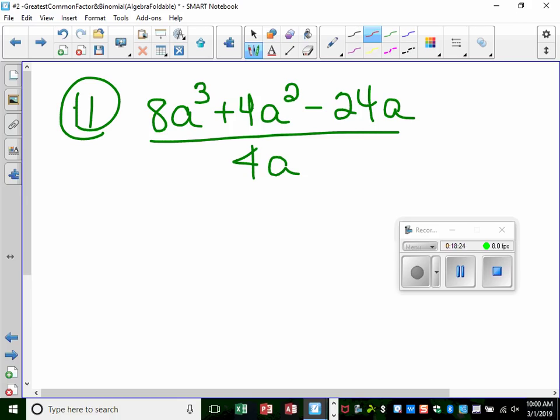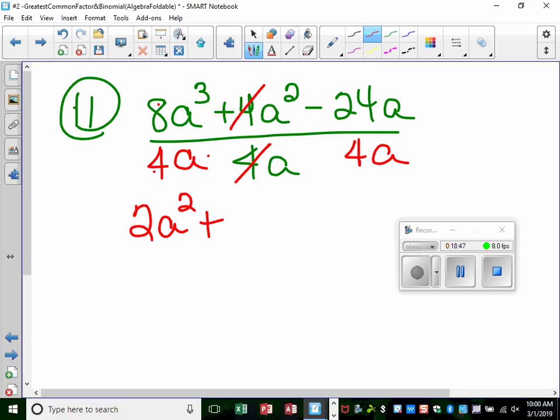Okay. So what I'm going to do, because I'd like to have the number under each one, is put the 4a under here as well as the 4a over there. Because I know I'm dividing each term by 4a. So when I do that, 8 divided by 4 is 2. I subtract my exponents. That'll be a to the second. Okay, that equals 1 whole. When I subtract the exponents, that'll just be a to the first. And then at the end, the a's cancel, and 24 divided by 4 is 6.